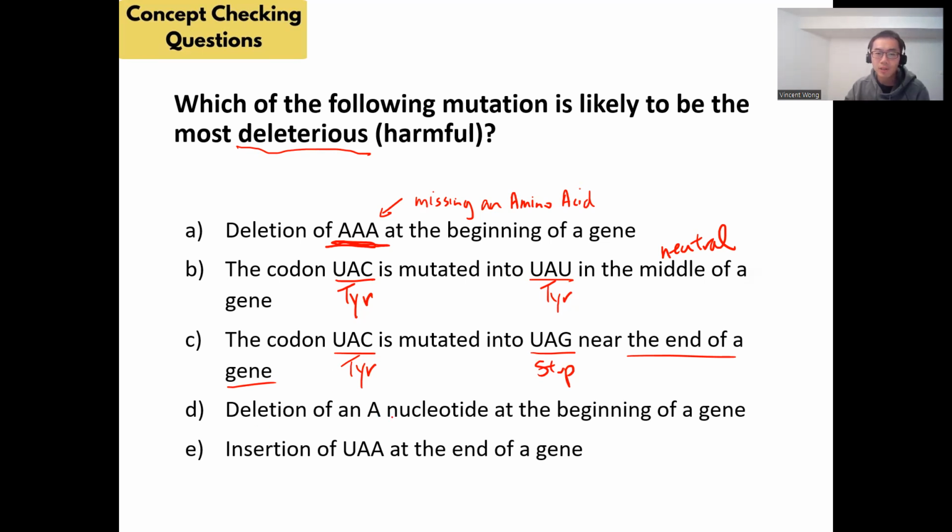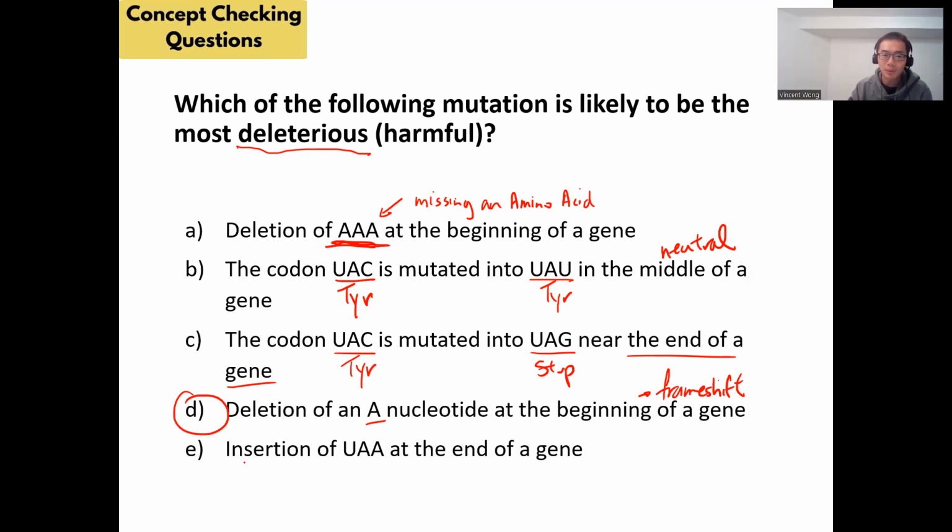Next one. Deletion of an A, as in adenine, at the beginning of a gene. This could be bad because you will have a frame shift, and as we have seen, when you have a frame shift, everything is wrong after that point. You're going to get a completely different set of codons. Your amino acids are going to be different. You're going to be making something totally different. That's pretty bad. I'm going to go with that one.